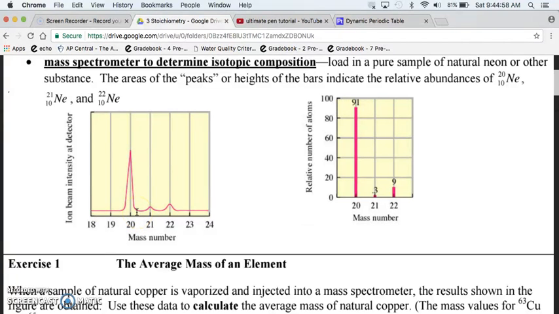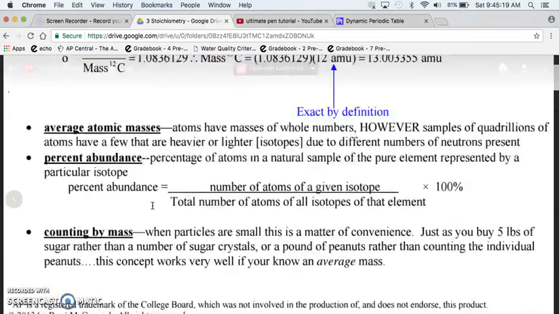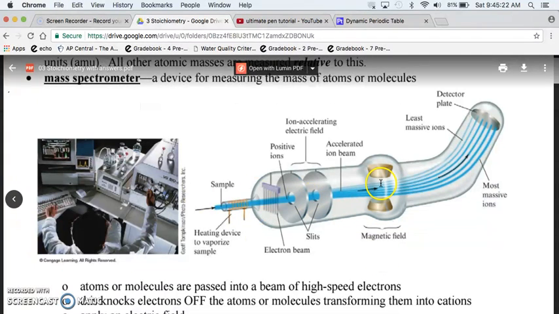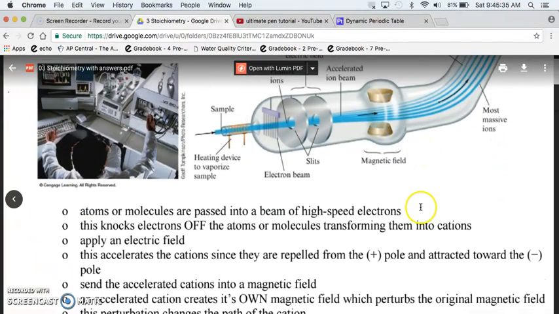So if I'm getting mostly, say, neon 20 here, you're going to have a much higher peak here. Whereas neon 22 is lower and neon 21 is the lowest. What that means is that most of the sample is neon 20, then 22, then 21. So if you go back up here, neon 20 would be the one that deflected the most, right? Because it's the least massive. Neon 22 would deflect the least, and neon 21 would be in the middle. These intensities would look, let me see if I can draw it.